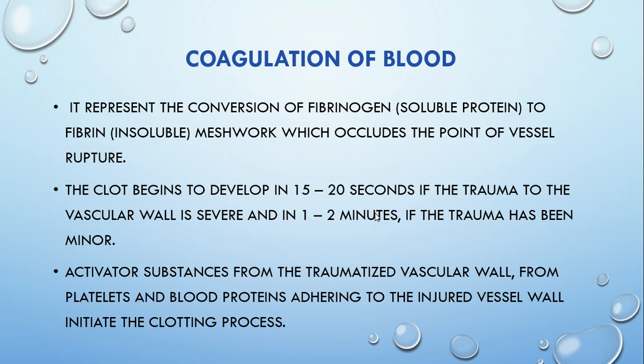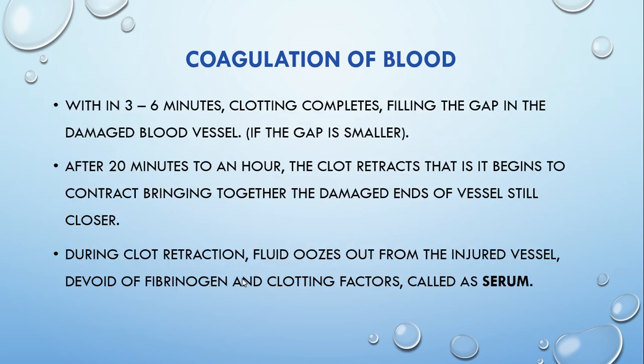So the coagulation of blood is the conversion of fibrinogen to insoluble fibrin meshwork which occludes the point of vessel rupture. The clot begins within 15 to 20 seconds if the trauma of the vascular wall is severe, and in 1 to 2 minutes if the trauma has been minor. Different substances within the blood are activated by the traumatized vascular wall, platelets and blood proteins which are adhering to the injured vessel wall. The clotting time is 3 to 6 minutes in which clotting is completed.